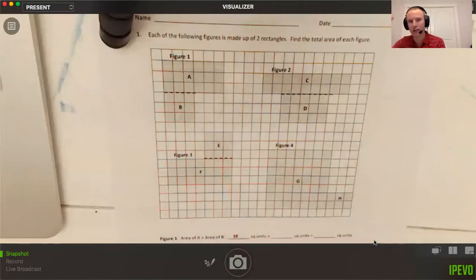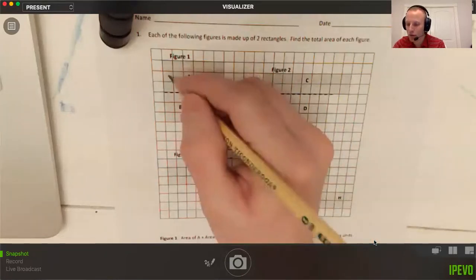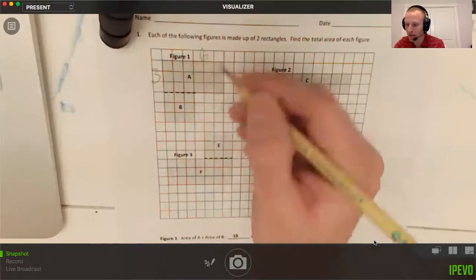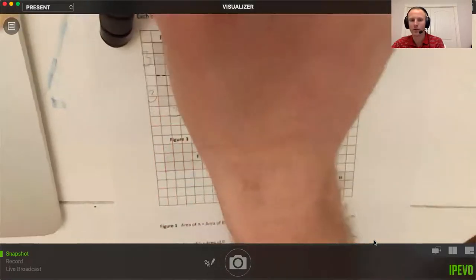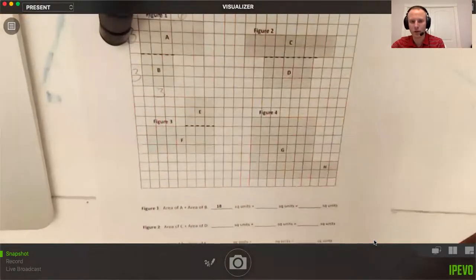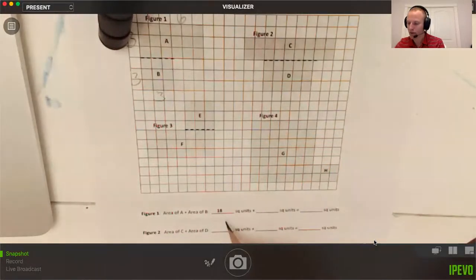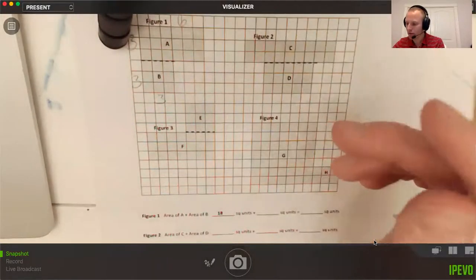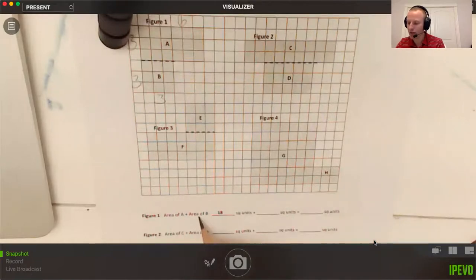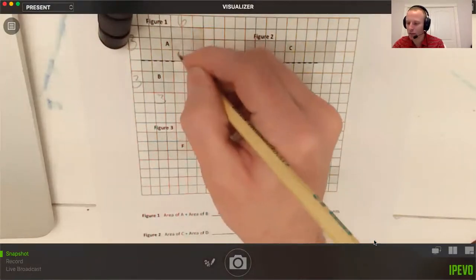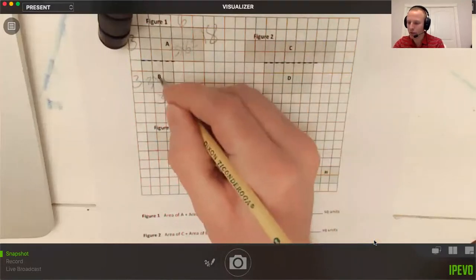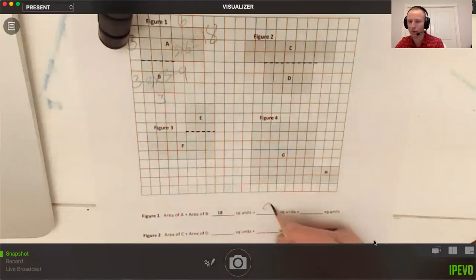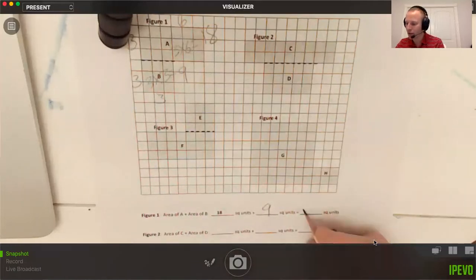So what you can see is that they've split it up into two rectangles. You have a 3 by 6, and a 3 by 3. So actually, I think you can hopefully see down there at the bottom, it says area A plus area B is 18 square units. 18 comes from 3 times 6 equals 18. And 3 times 3 equals 9. So my second part would be 9. 18 plus 9 is 27 square units.